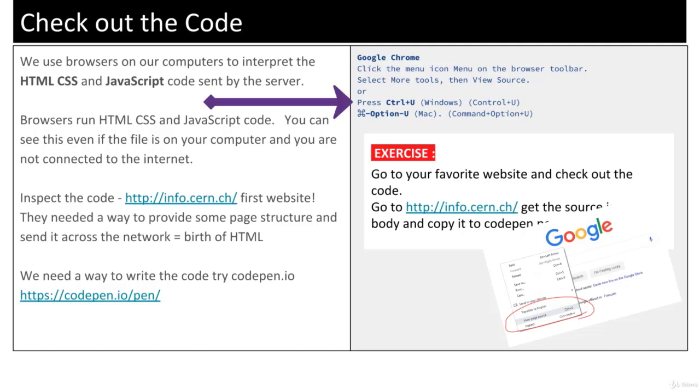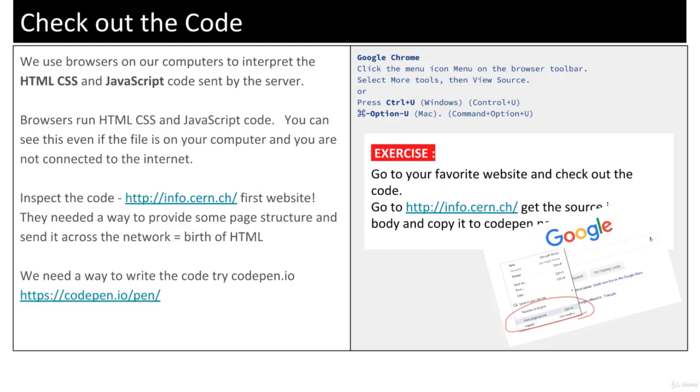You can do this on a Windows machine by pressing Control-U, and on a Mac by pressing Command-Option-U, and that will open up the source code of any website. And you'll find that HTML, CSS, and JavaScript are behind every website on the internet, and you can get a sneak peek at the source code by checking it out directly within your browser.